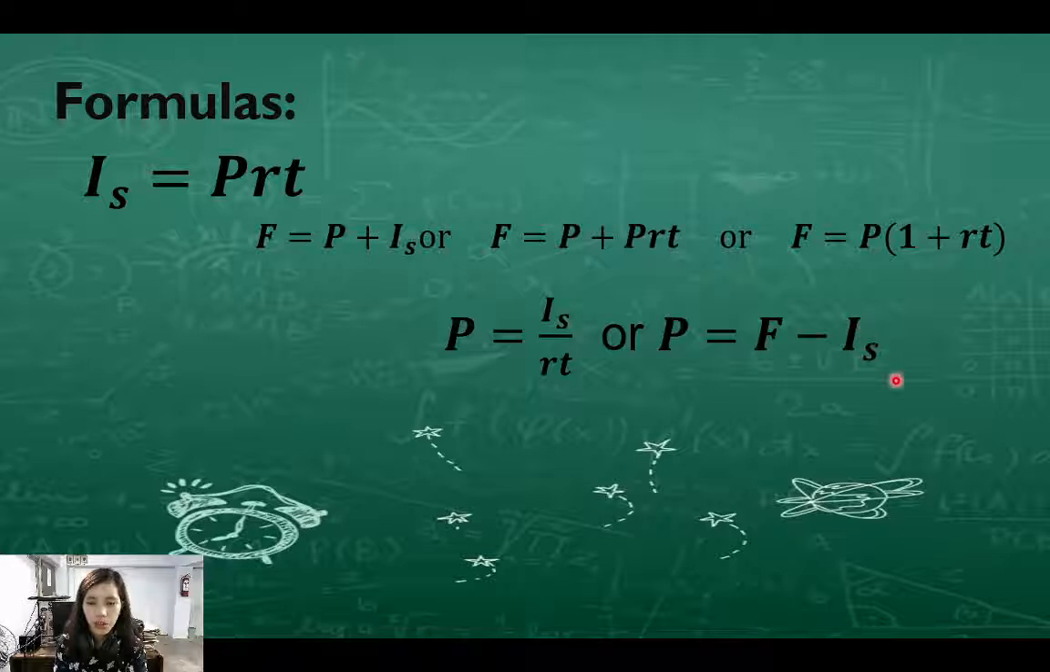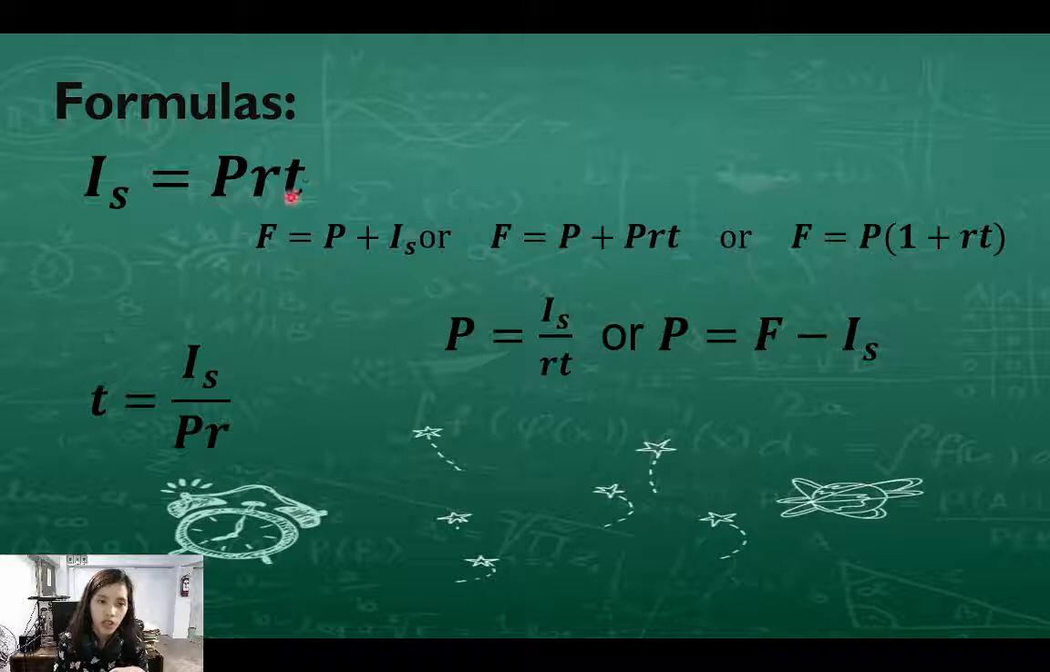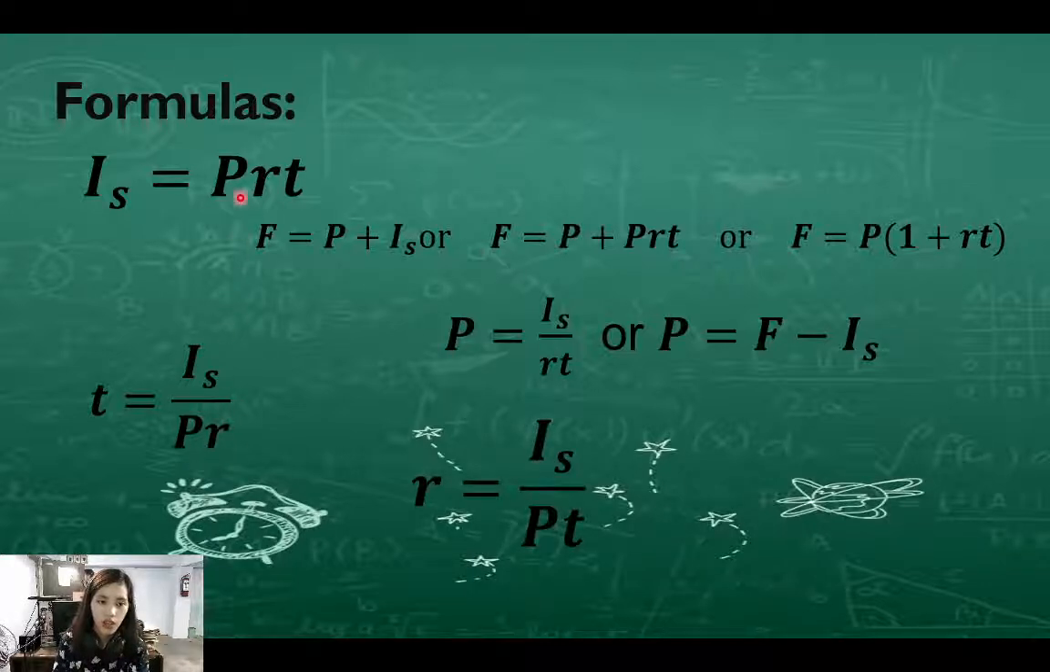Next, when T or the time is what we are looking for in our general formula of simple interest, T is equals to I sub S over or divided by PR. Next is for R. When the rate is what we are looking for in our general formula, we're going to have the formula R is equals to I sub S divided by P times T.